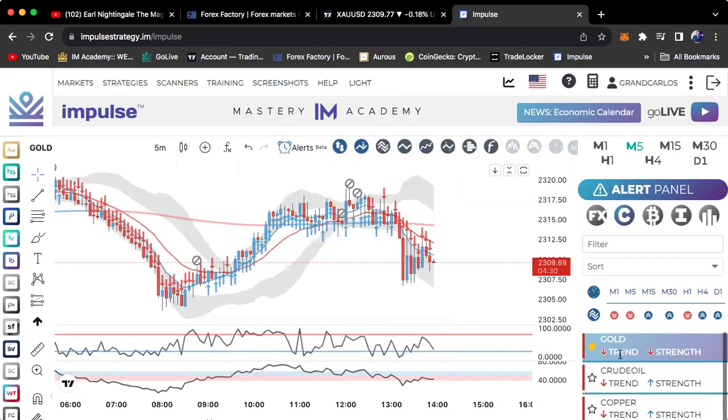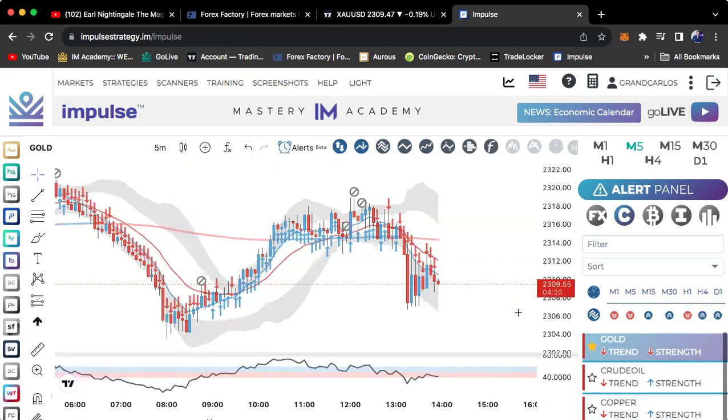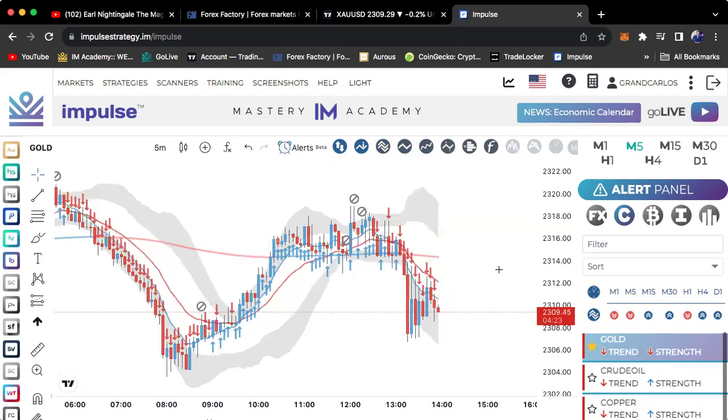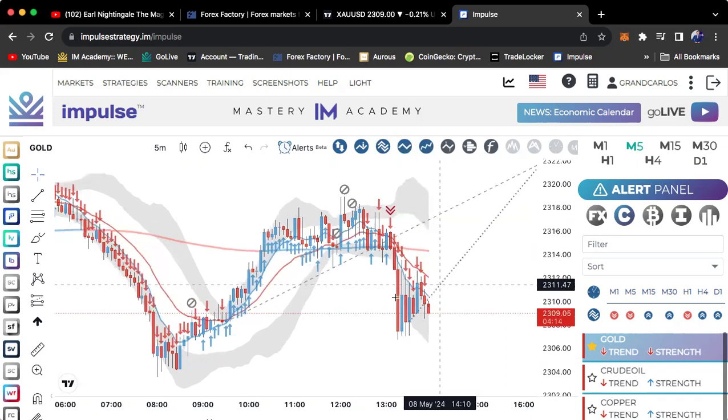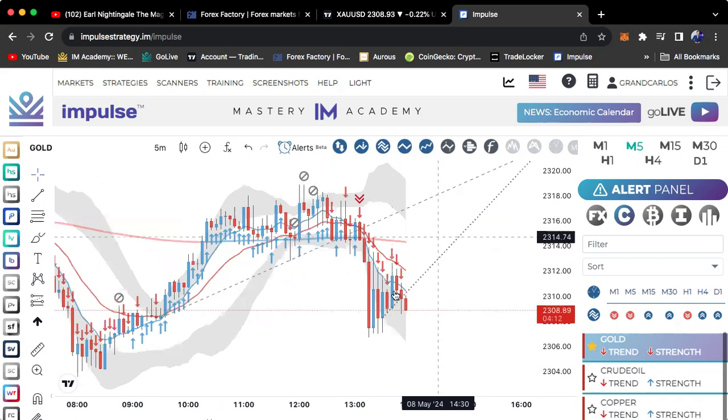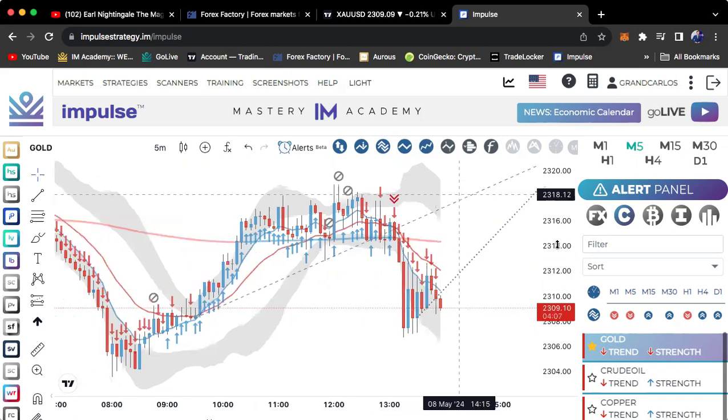Yeah, so it's giving me a red trend arrow, red strength. So looking bearish for me. Okay, 5-minute micro trend. I still got this micro trend arrow right here. You see price right now is breaking below this micro pivot line. So it's giving me a red confirmation.